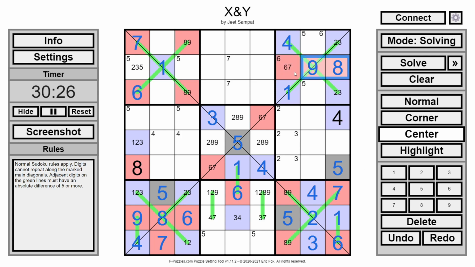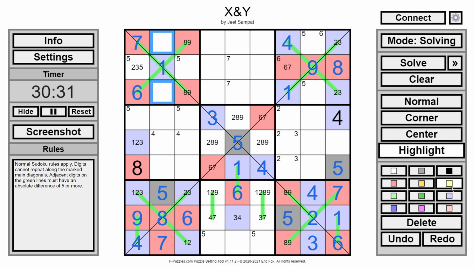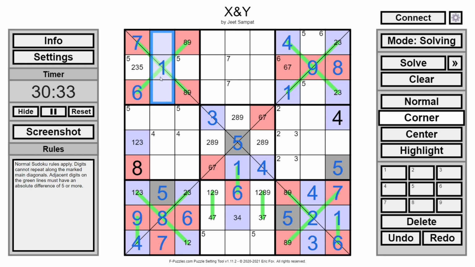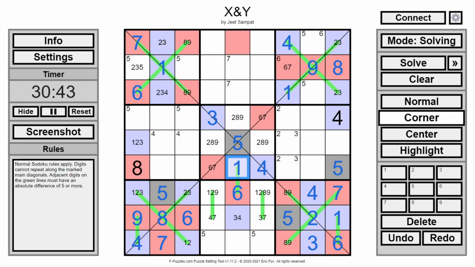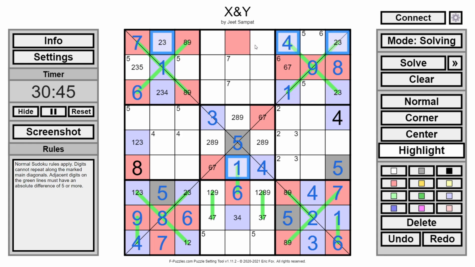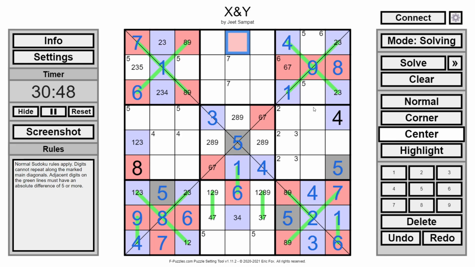Because we already have the 8, 9 there. So these both must be low digits, which must be 2, 3, 4. And this can't be a 4 because of this. So now we have a 2-3 pair in the row. So this must be a high digit because it sees a 1, a 2, 3, and a 4. And it also sees a 5. So this is a 6, 8, or 9, and it can't be a 6. So this is just an 8 or a 9, which gives us an 8, 9 pair.